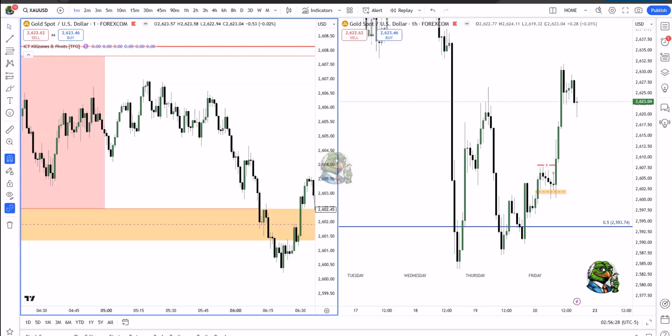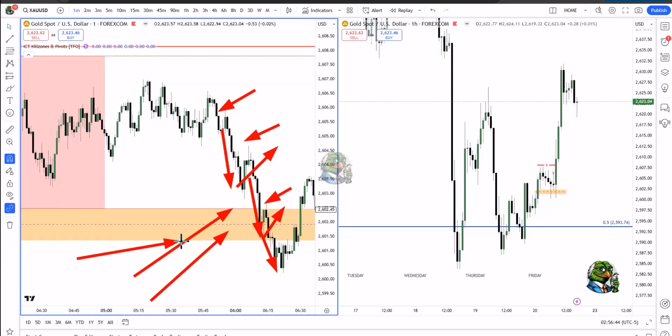So here we're again going from premium, okay, and the market is crawling down, right? Another premium, crawling down, another premium, down to this higher time frame discount. So you've got to be aware, where is the market headed?